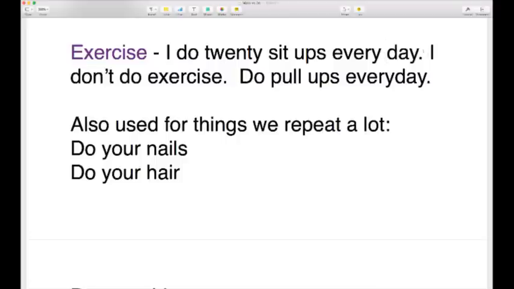Or you might say, I don't do exercise. Who here does exercise? And what type of exercise do you do? I'm interested to know. Do you do exercise? I might say to you, I advise you to do pull-ups every day. Every single day.